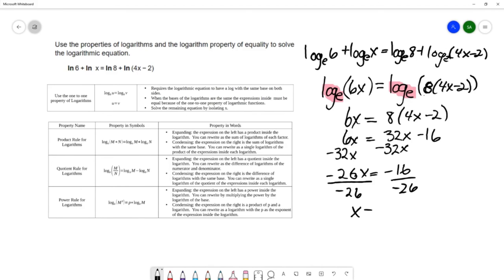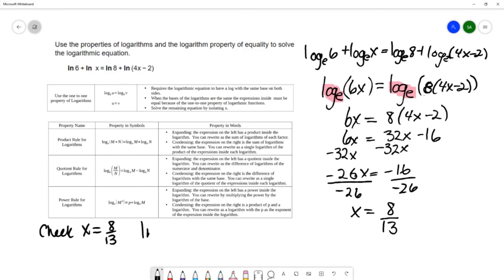That leaves me with x equals, and I can reduce this fraction. They're both even. 2 goes into 16 8 times. 2 goes into 26 13 times. So we have x equals 8 over 13. Now when you're solving logarithmic equations, you do need to check your solution to make sure that it's in the domain of the original logarithm. So we're going to check our solution of x equals 8 over 13.